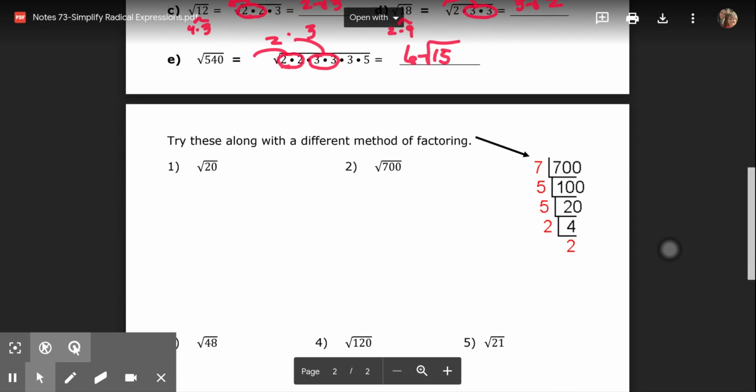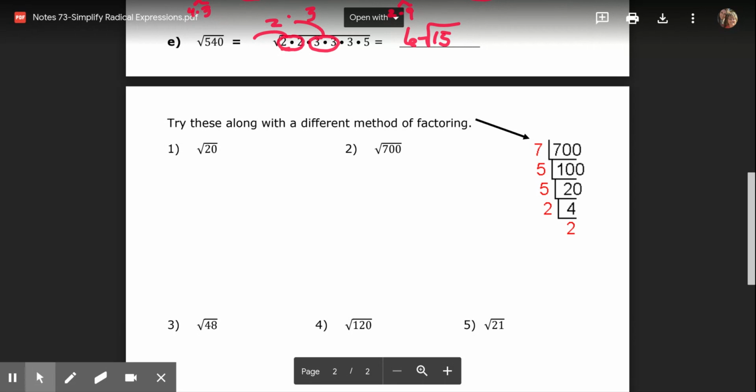All right, so let's go ahead and practice breaking these down. So you can start with 20. Okay, so I'm just going to start with 4 and 5. You can start with any. I'm going to start with 4 and 5. So 4 times 5. And then 4 breaks down into 2, 2, and 5. So I have a pair of 2s. So my final answer would be 2 square roots of 5.